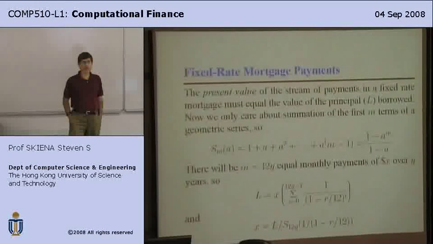Any questions? Okay? And based on this, you can now price what the monthly mortgage is. Any questions?